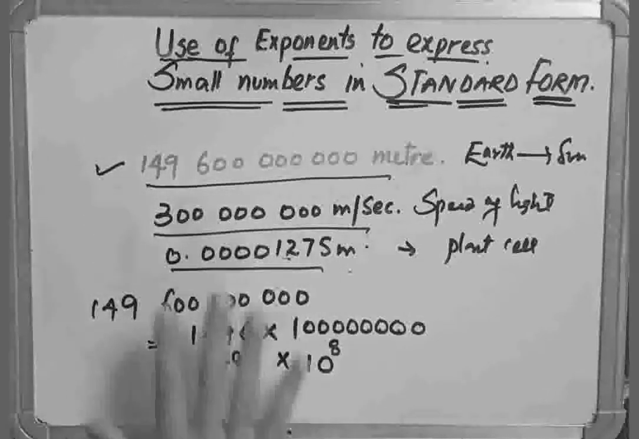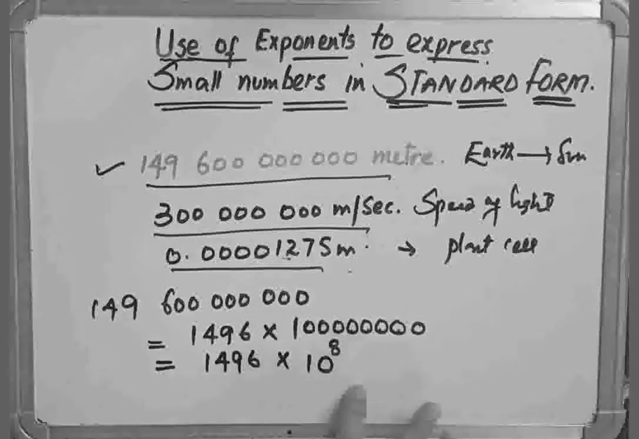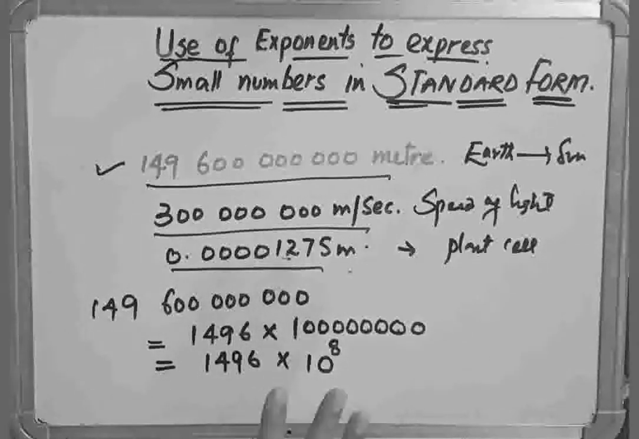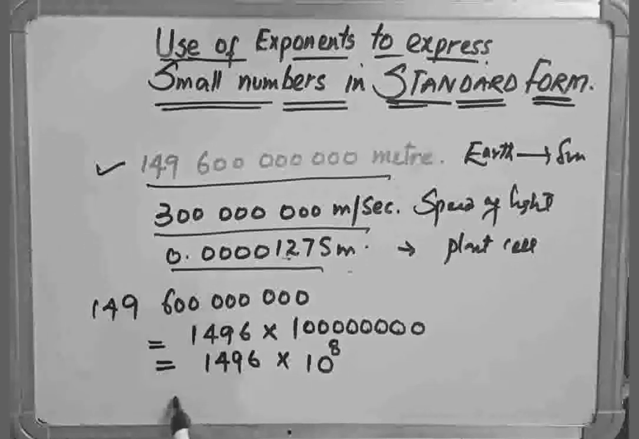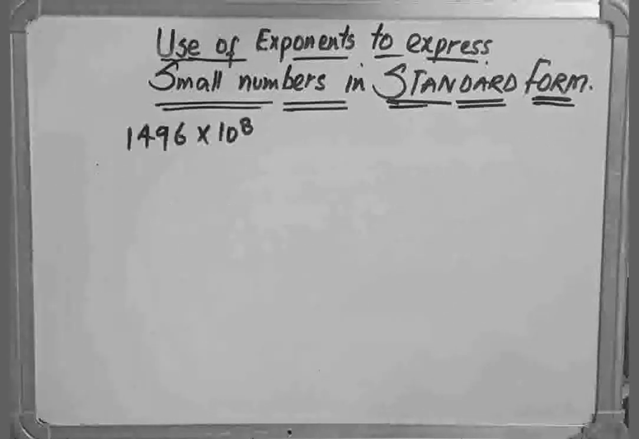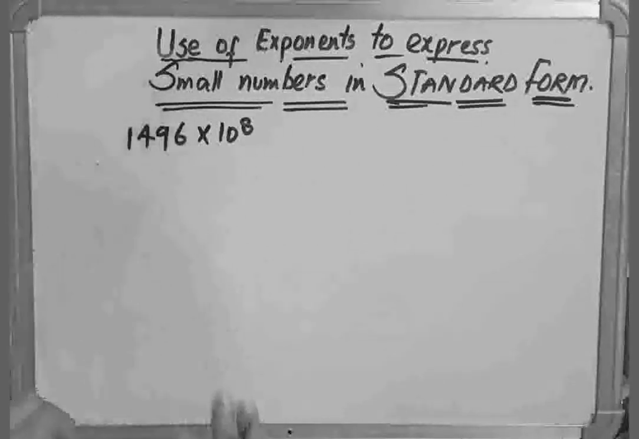So that means we somehow converted this number into a simple form, but this is not its standard form. It is 1496 into 10 raised to power 8. In standard form, there should be the decimal only after the first digit. So that means the decimal should be somewhere here: 1.496 into 10 raised to power something. See, we were here: 1496 into 10 raised to power 8. This is the distance between Earth and Sun.